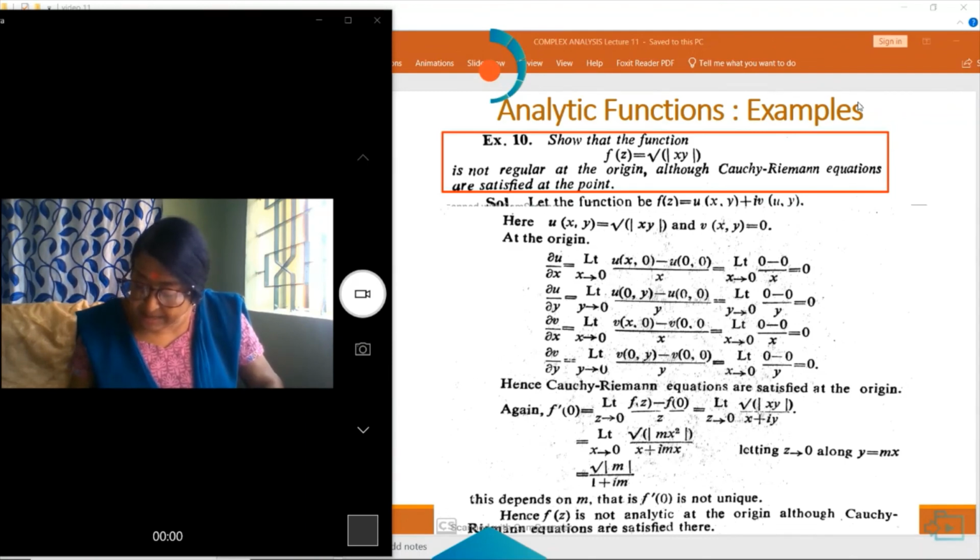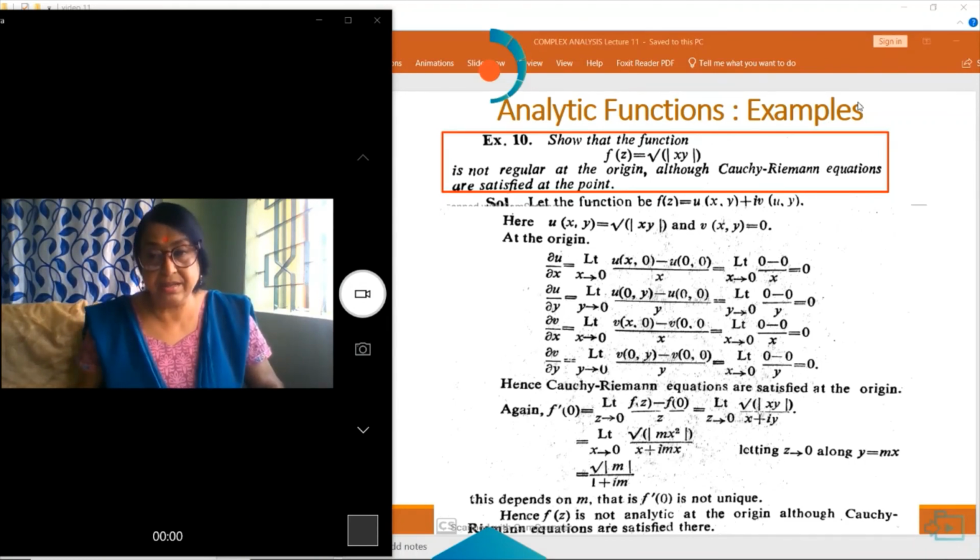Here f(z) is not analytic at the origin, although the Cauchy-Riemann equations are satisfied. Today this much only. Thank you.